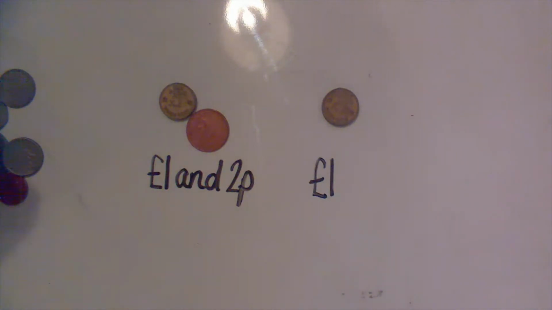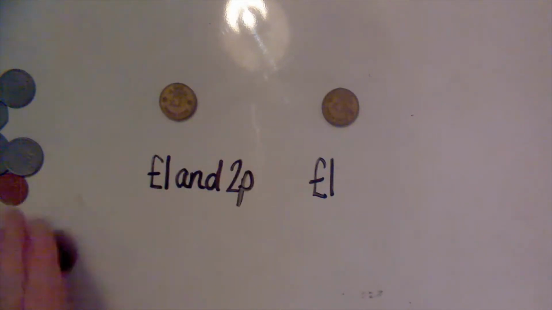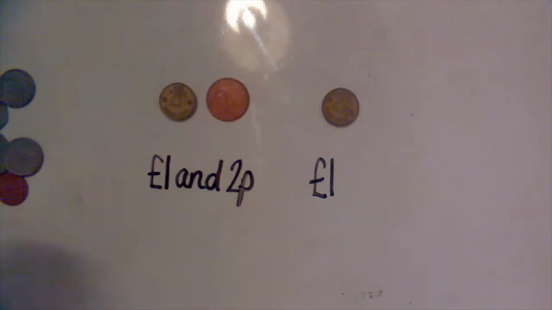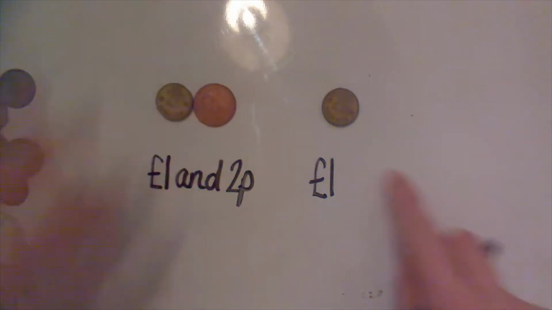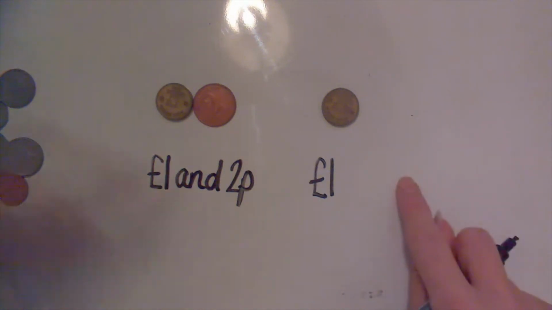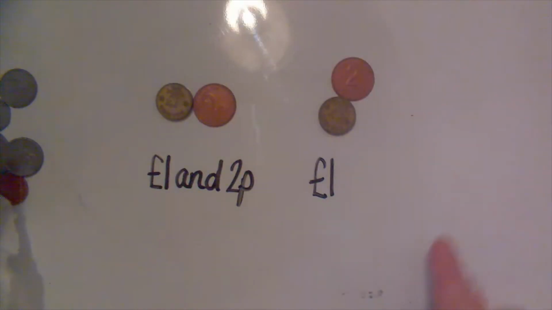Now, the first thing you might spot to do is that we could remove this 2p. And then look, they look the same. We get rid of that, they look the same. I've got £1 on each side. That's the first way you could do it. What if we added to this side instead? What if we had an and on this side? I could make them look the same, couldn't I? £1 and 2p, they look exactly the same.